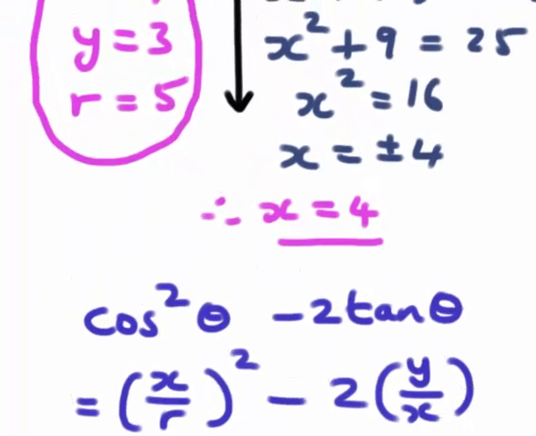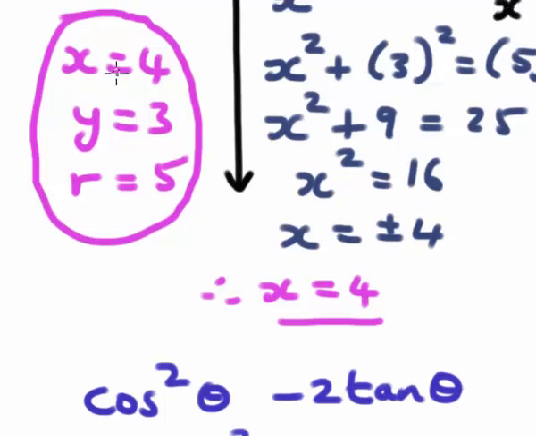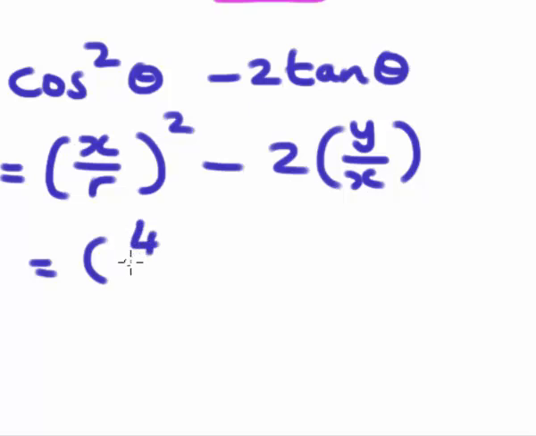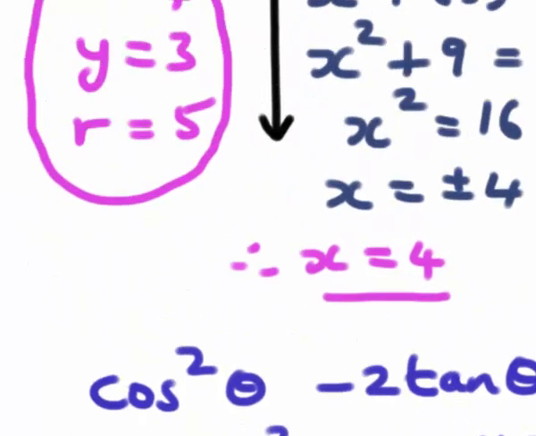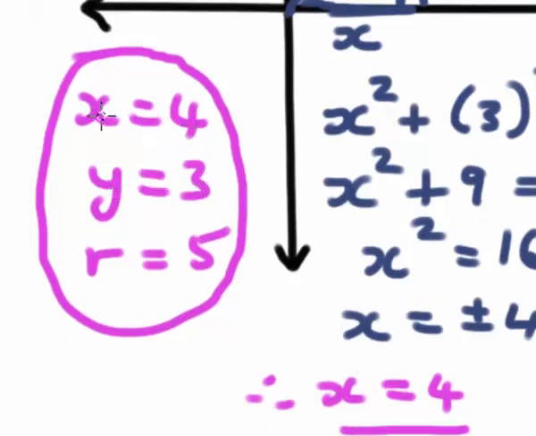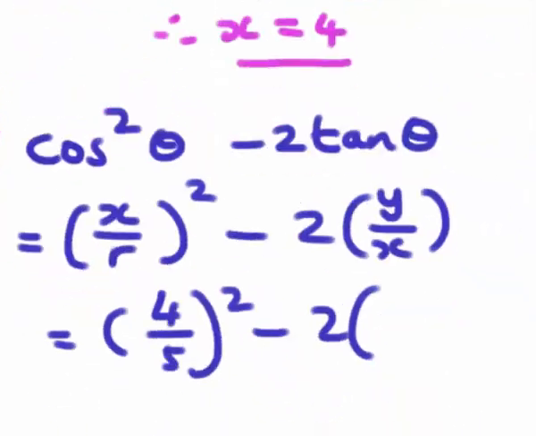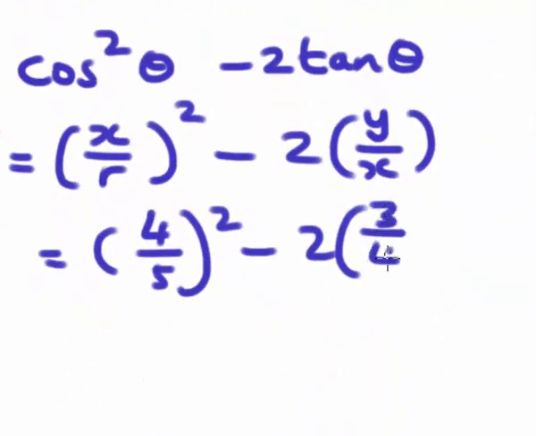Now, come on. What is the x? The x here, we worked it out as 4. And the r is 5. So there we go. It's 4 over 5 squared minus 2 times the y value, which is 3, over the x, which is 4. So it's 3 over 4.